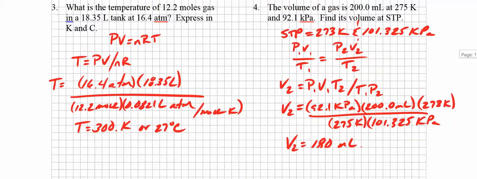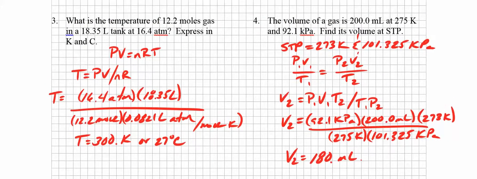Let's look at number 3. Number 3 says, what is the temperature of 12.2 moles of gas in an 18.35 liter tank at 16.4 atmospheres? You're to express that both in degrees Kelvin and Celsius.